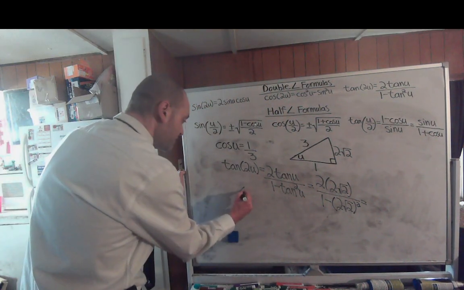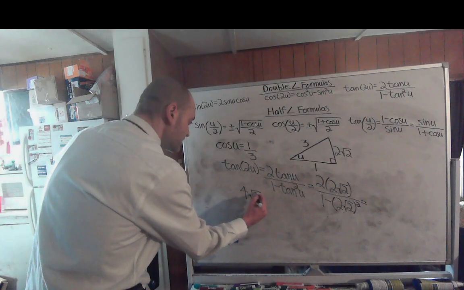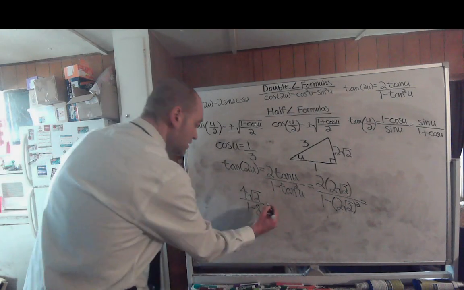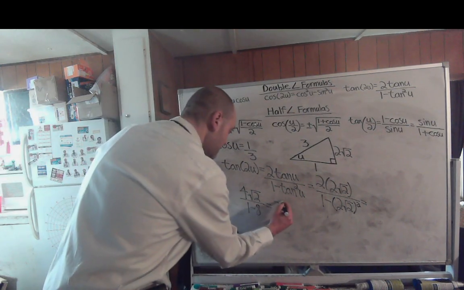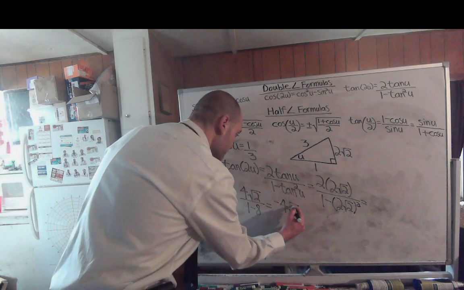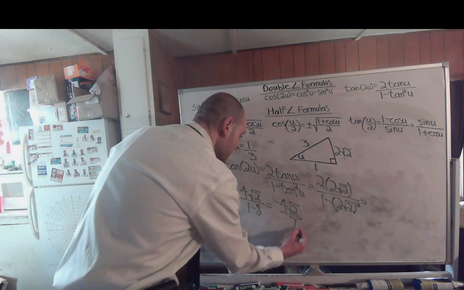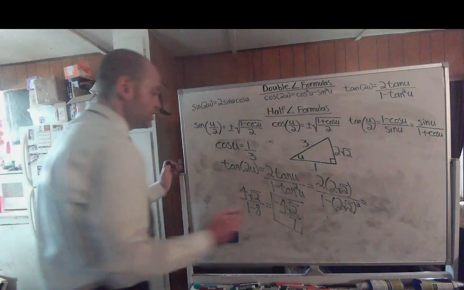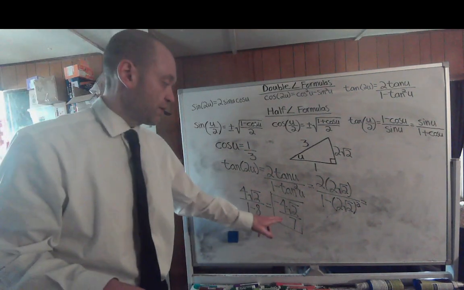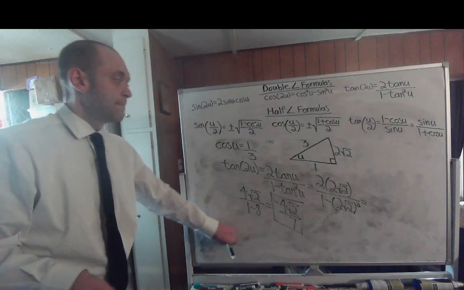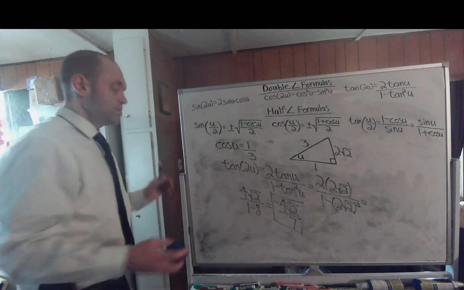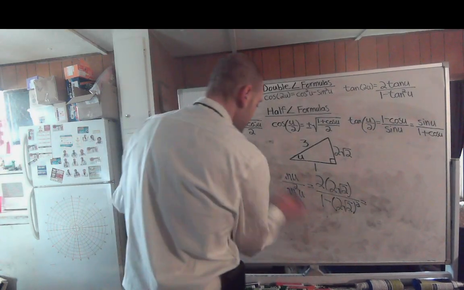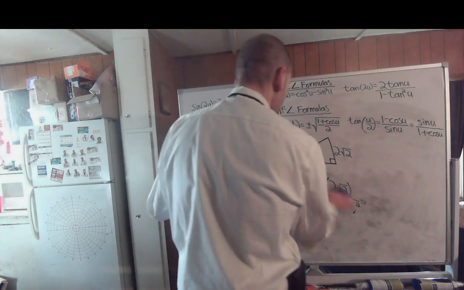So this would end up being 4 times the square root of 2 all over 1 minus 8, which should just end up giving you negative 4 times the square root of 2 all over 7. So the tangent of 2u would equal negative 4 times the square root of 2 over 7. Alright, so those are your double angle examples. Now let's solve some equations here.